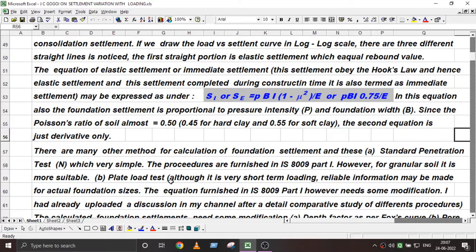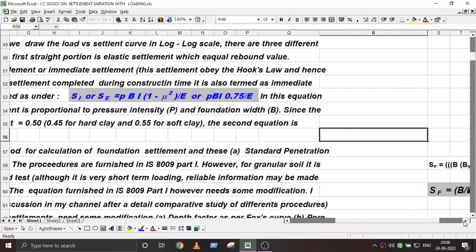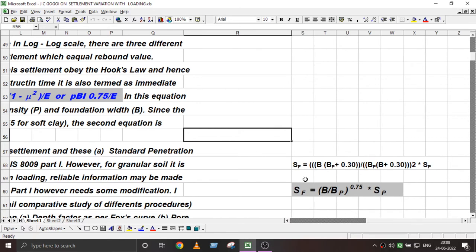But in my opinion, the equation furnished in IS 8009 Part 1 needs some modification. It is just adding plate size relating to some constant, 30 centimeter or 0.3 meter, plus B. This is the equation, you see. The plate settlement divided by, above it is B multiplied by BP, plate size, plus 0.3, divided by BP multiplied by B plus 0.3, whole square, then SP multiplied by SP. That is for foundation settlement.